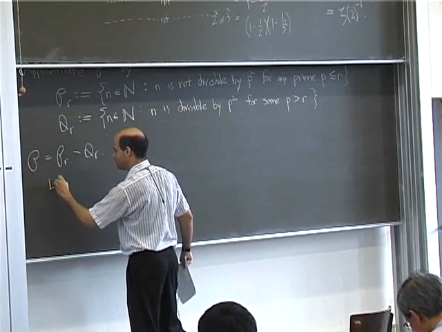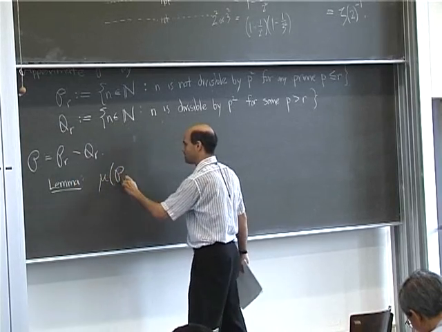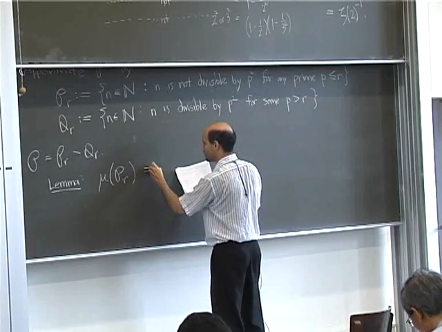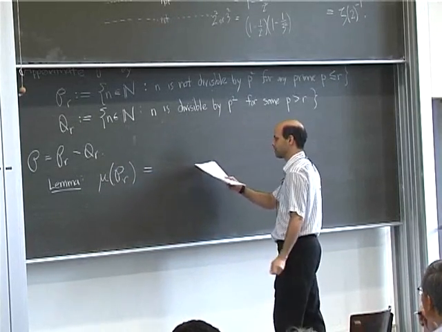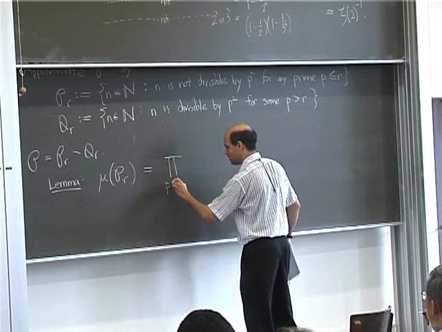there are two lemmas. The first one's really easy, namely the density of P_R. This is easy because P_R itself is just a union of residue classes. It's a union of arithmetic progressions. And just by the Chinese remainder theorem, you get this. It's what you expect.